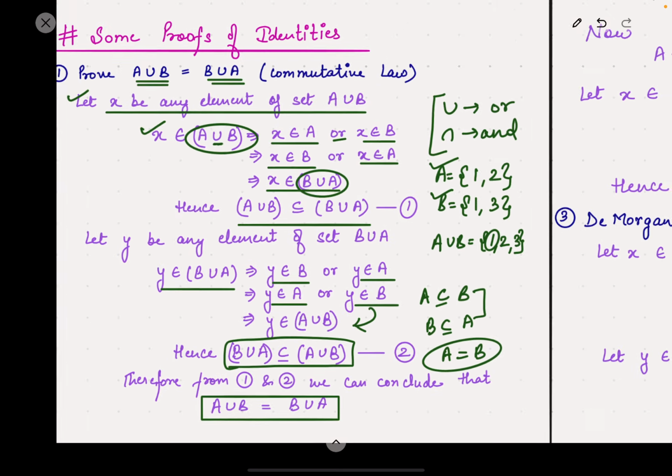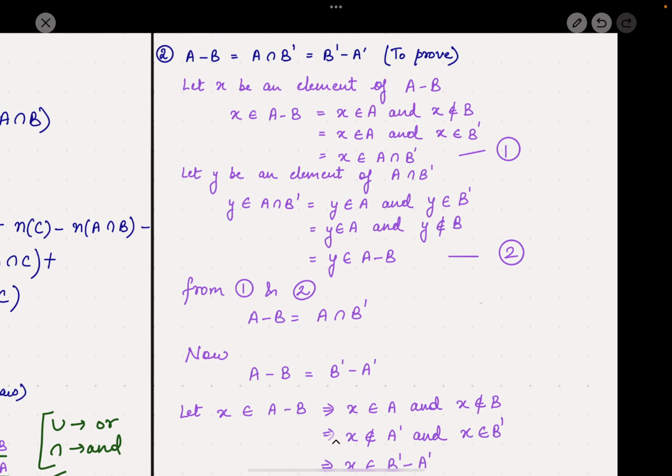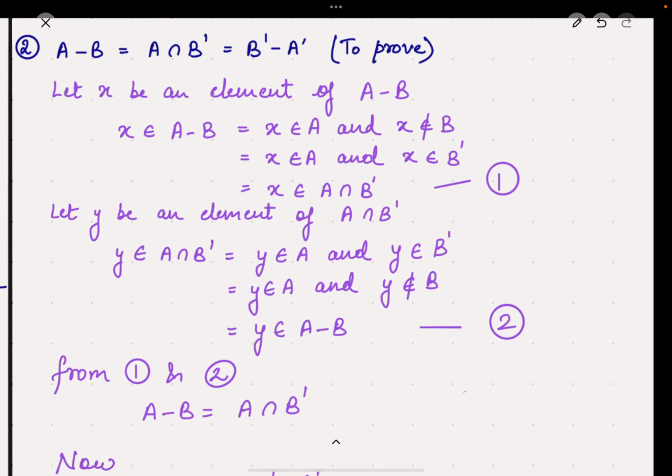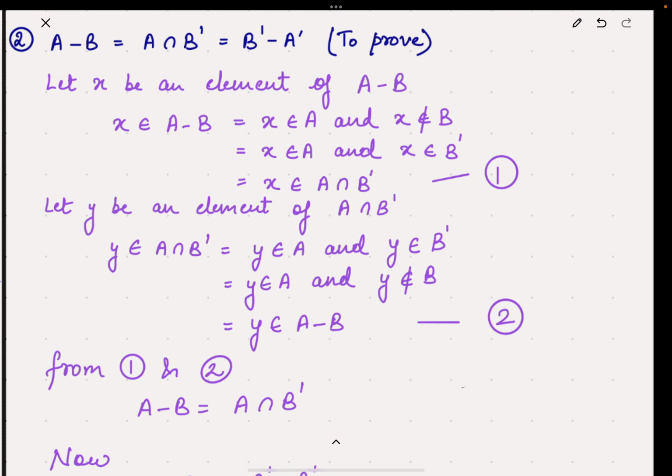Now let's see another proof. Suppose we need to prove these three terms: A minus B equals A intersection B dash equals B dash minus A dash. In this case, let's start with X. Firstly, we will be starting from here. X belongs to A minus B.